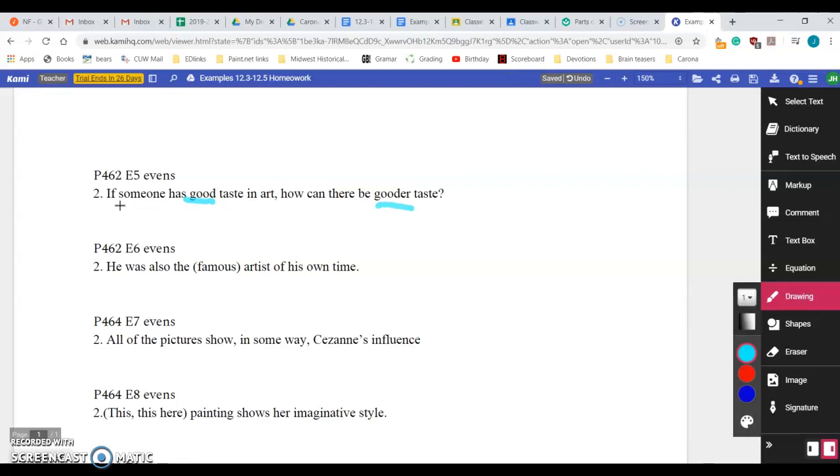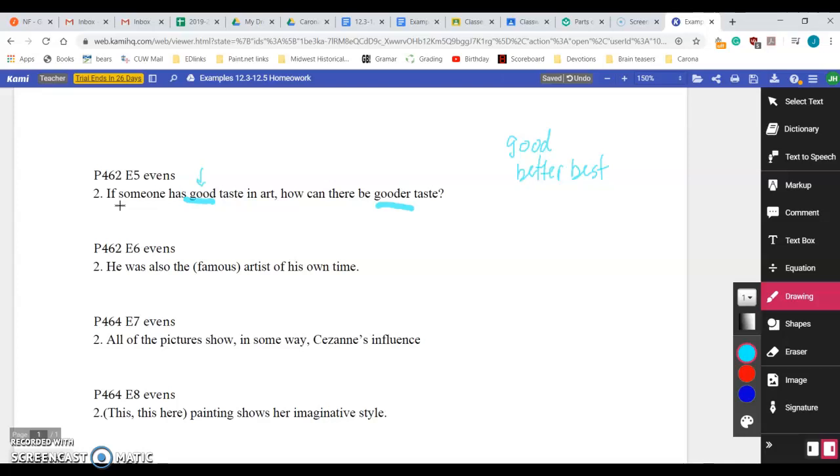All right? You look at the word good. Good taste is okay. But the word gooder should sound awkward to you, because if you remember, the forms of good are not good, gooder, goodest. It is good, better, and best. So if you look back to that last page, you can actually see that whole chart. I mean, it's on page 461.